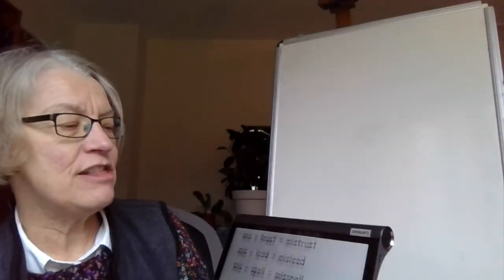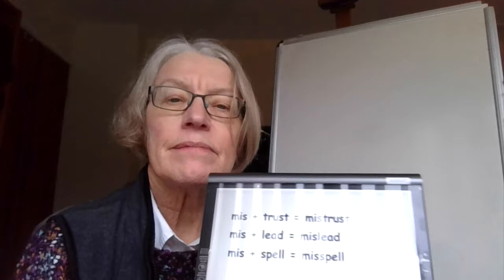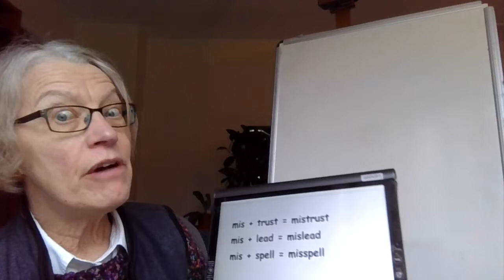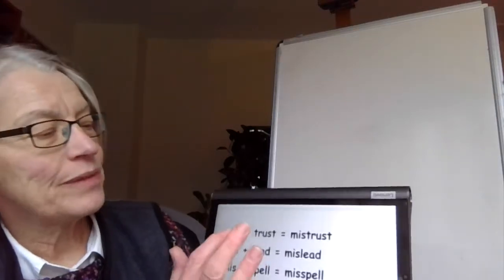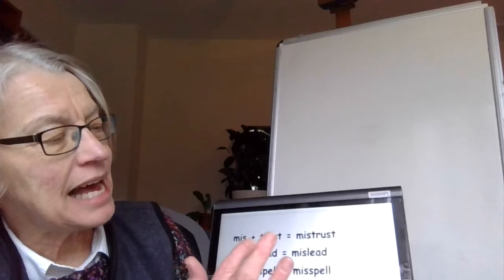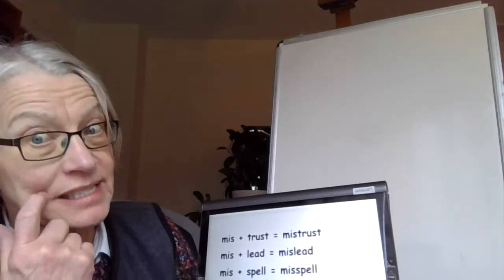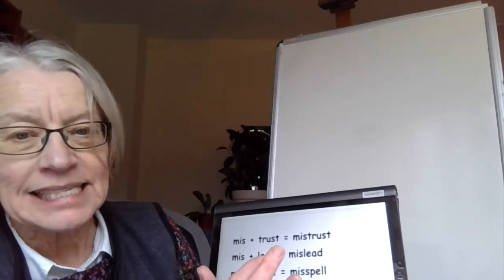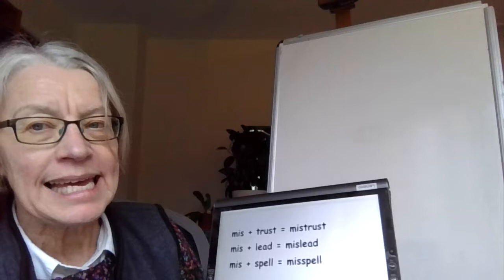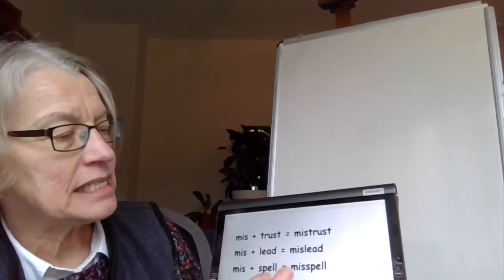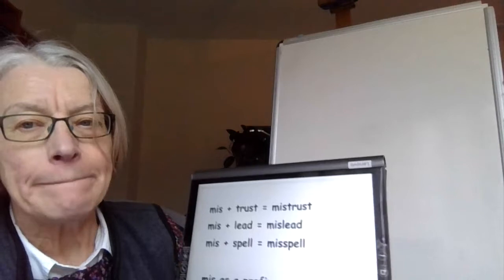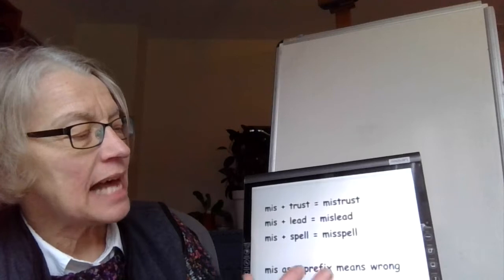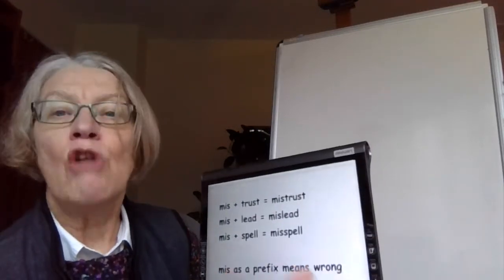And then I think this is the final prefix that I'm going to tell you about, although there are a lot more. Miss, M-I-S, and trust makes mistrust. Miss and lead makes the word mislead. Miss and spell makes the word misspell. We keep double S there. And miss as a prefix means wrong.